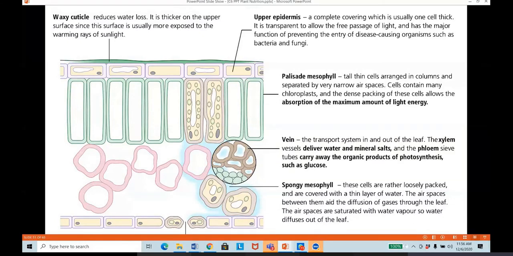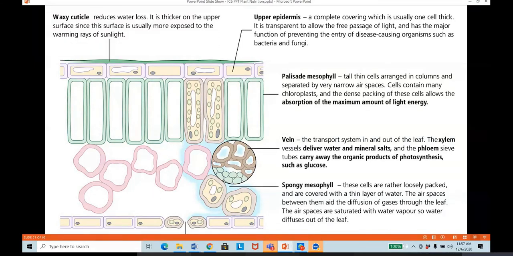Excellent. Then can you read about the veins? Veins: the transport system in and out of the leaf. The xylem vessels deliver water and mineral salts, and the phloem sieve tubes carry away the organic products of photosynthesis, such as glucose. Very good.